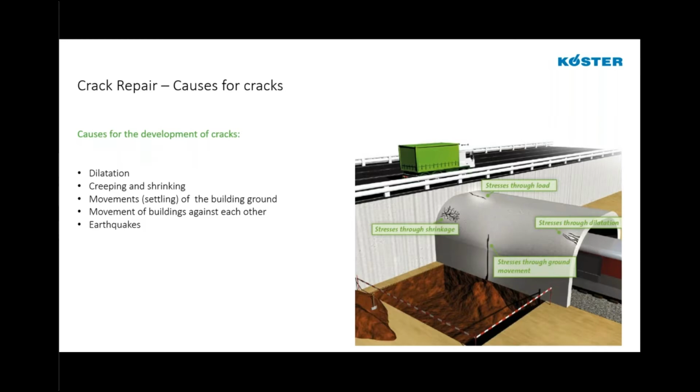Also, we would like to try to isolate what the cause of the crack is, whether it's from dilatation or expansion, creeping or shrinking of the substrate, settling of the ground or settling of the building into the ground, movement of buildings against one another, or more severe circumstances like earthquakes or potentially floods that can cause buildings to heave or to settle. Finding out the cause of the crack gives us a better idea of how we want to treat it, whether it needs to be an elastic treatment or rigid treatment, and what the purpose of our injection should be.